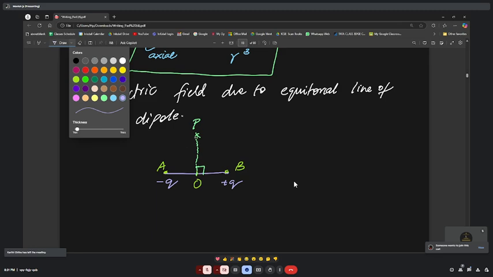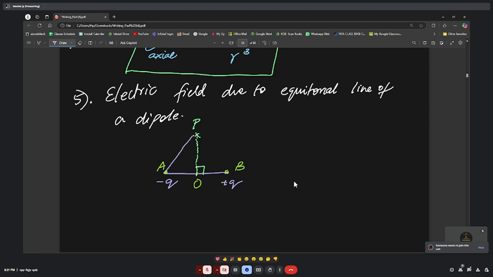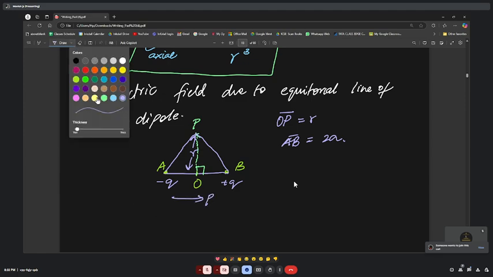So when you locate it, you will get a triangular shape, a triangle like this when you complete it. Those are the distances. The distance from O to P is called r. So this is the r length. So OP is r, and as usual AB is equal to 2a, which is the dipole length, the dipole axis, and the dipole moment will exist from A towards B. That's the dipole moment direction.